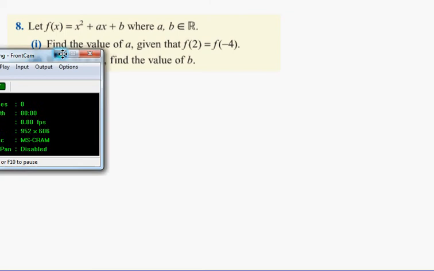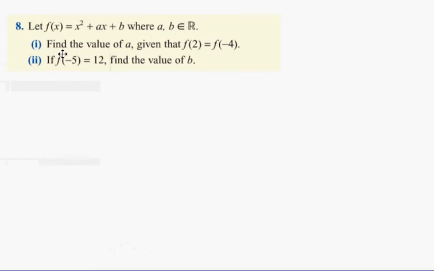So here's question A. F is a function such that the input, whatever the input happens to be, is squared. It's multiplied by a letter A, and then a letter B is added onto it. Once we've done that, we then get the output. It says find the value of A given that f of 2 equals f of minus 4.